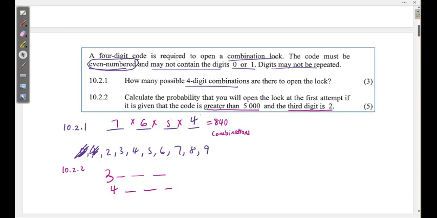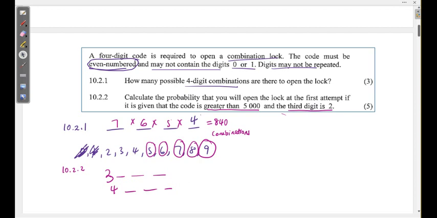Because at the end of the day, good people, when you make the code, you're actually making a 4-digit number. Just like your password, if your password is 8001, it's actually a number, and 8001 is greater than 5,000. So they're telling you that the code number must be greater than 5,000. And the only way for it to be greater than 5,000 is if it starts with a 5 or a 6 or a 7 or an 8 or a 9. You understand me?